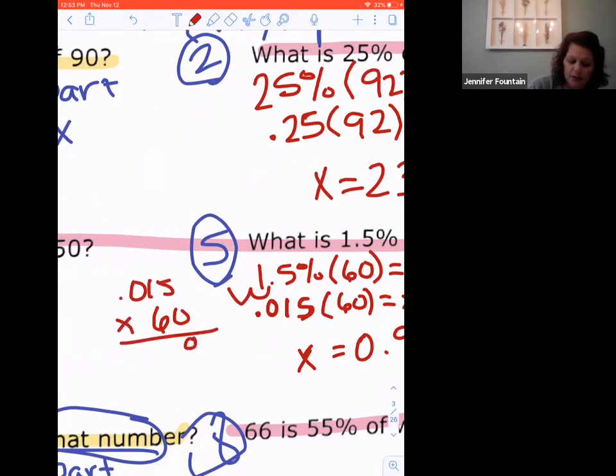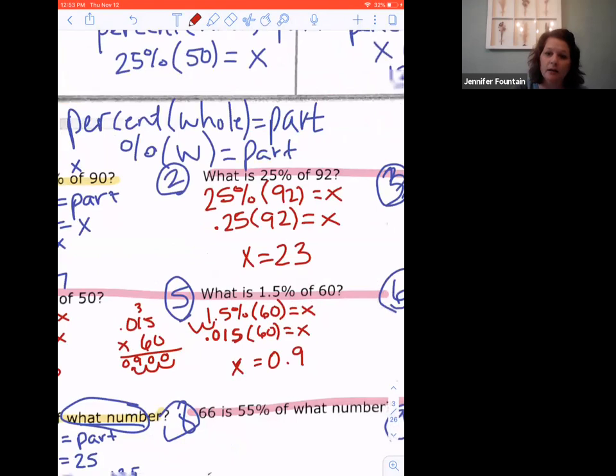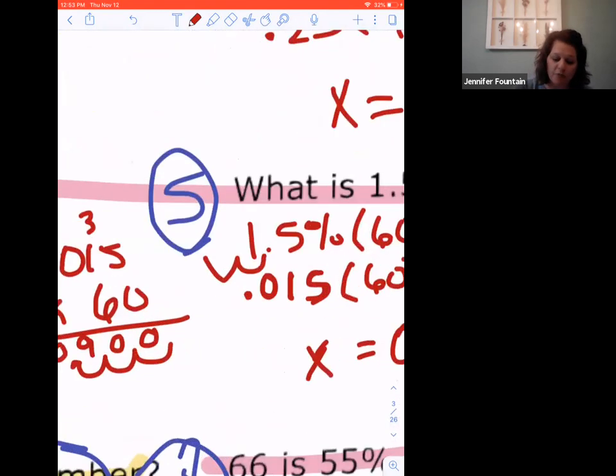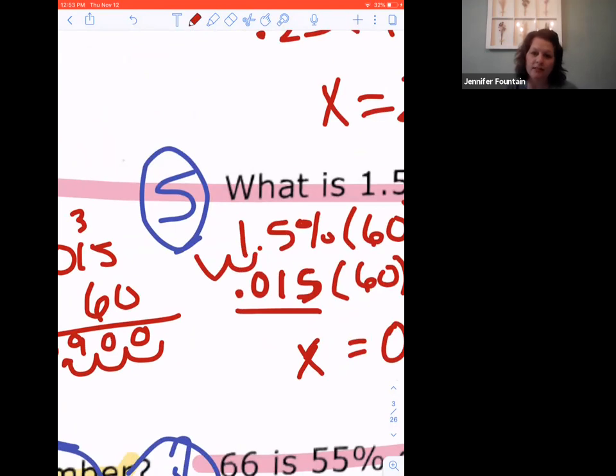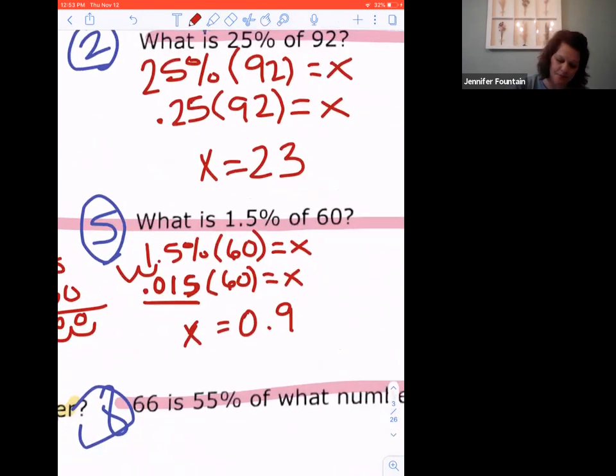5 times 0 is 0, and that's my placeholder 0. So 5 times 6 is 30, carry my 3. 6 times 1 is 6, plus 3 is 9, and then that's a 0. And I have 3 decimal places, so my decimal goes before my 9, so it's 0.9, because 1.5% is 0.015 as a decimal. Are you good? Okay. So 0.9.